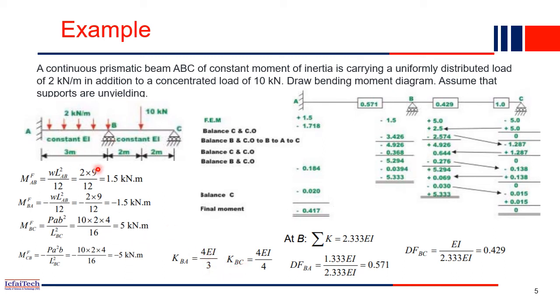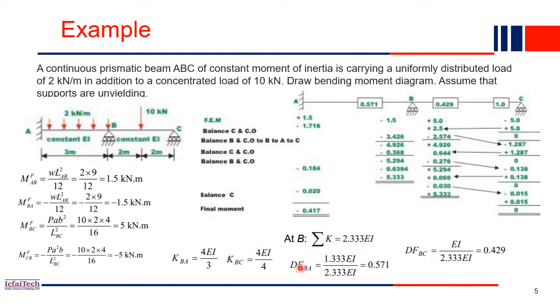Similarly, what will be the stiffness factor for KBC? KBC will be 4EI by L. Here L is 2 plus 2, 4. Now at B, what is the total stiffness? At B, you will have this stiffness plus this stiffness. Here at B, two members are meeting, BC and BA. So at support B, the total stiffness will be the summation of this one plus this one. If you add it, you will get the total K at B.